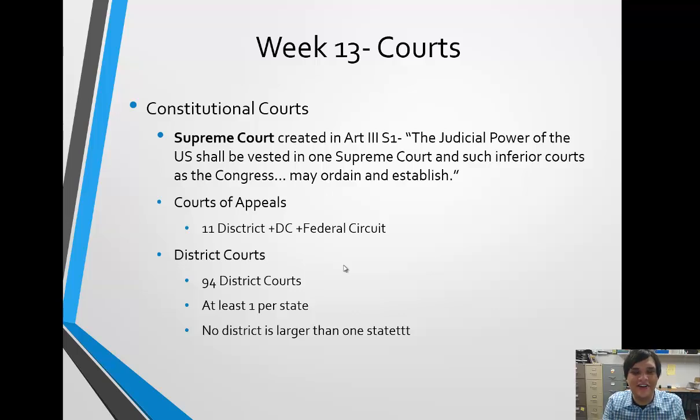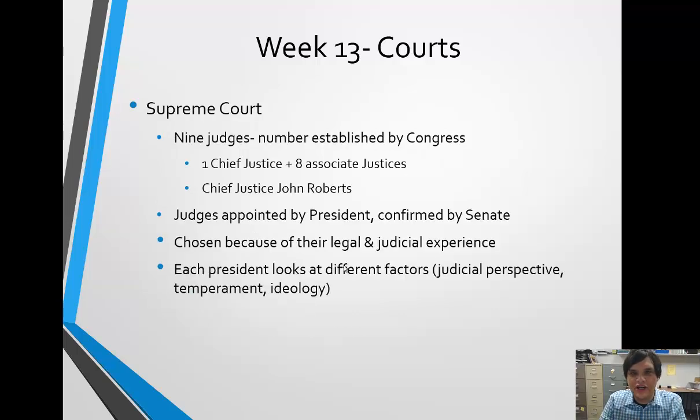Anyways, 94 district courts, 11 district courts of appeals, and then the ultimate Supreme Court. The Supreme Court consists of 9 judges. The number is established by Congress. We talked just very briefly about FDR and how he wanted to expand that number, but Congress would not allow him. So it's been stuck at 9 for quite a while.